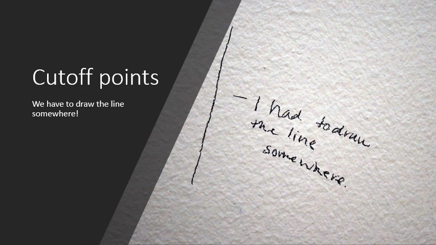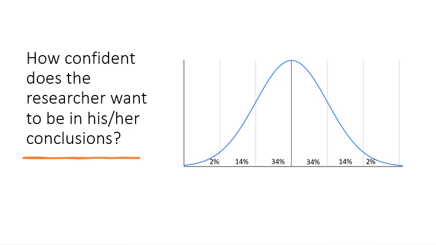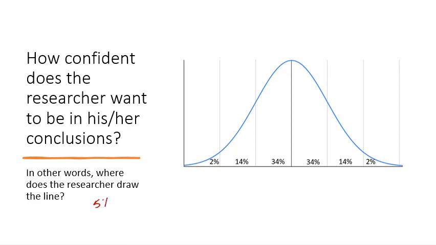So next we have cutoff points. We have to draw the line somewhere. So how low does a person have to be before we say this is a statistically significant result? How confident does the researcher want to be in his or her conclusions? Or in other words, where does the researcher draw the line? And where the researcher typically draws the line in social science studies is at 5% odds.